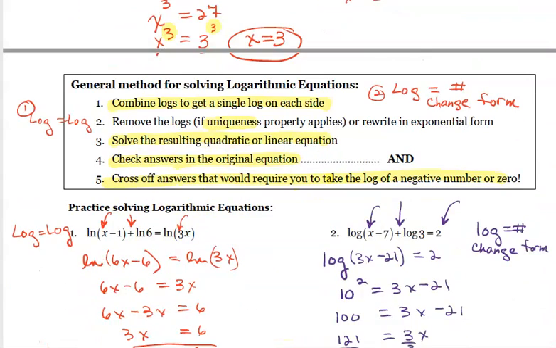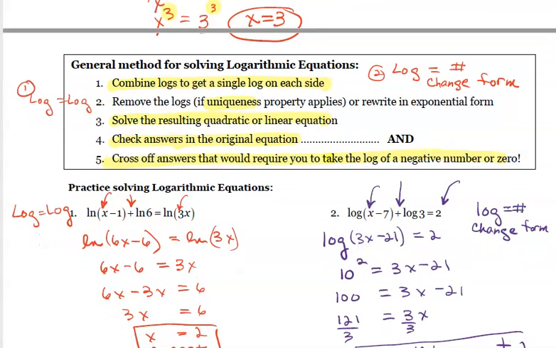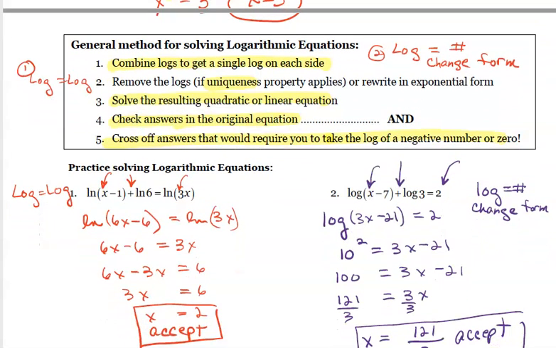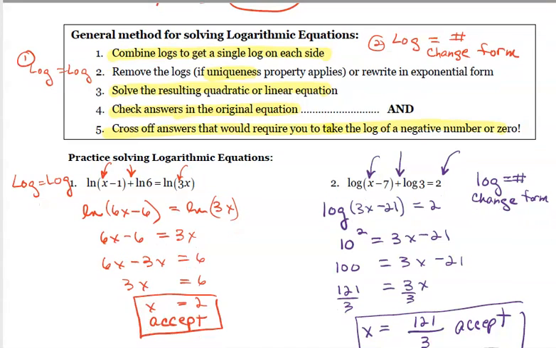Okay, moving on. The general method for solving logarithmic equations. I have two things I look for. If I see log equals log, then I use the uniqueness property and get my answer that way. If instead I see log equals a number, I then change the form into an exponential problem. So read through this, make sure that makes sense.